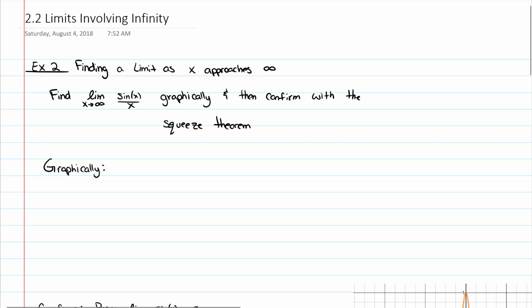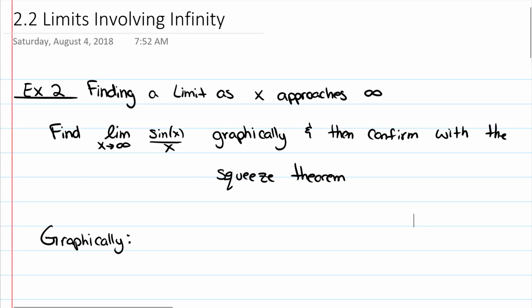Example 2. Finding a limit as x approaches infinity. In the previous examples, we looked at how to graphically determine what the limit as x approaches infinity and negative infinity was. In this example, we're going to look at how to do that algebraically. However, it also does help to determine the limit graphically in order just to get an idea of what we're looking at. So in example 2, we're going to find the limit as x approaches infinity of sine of x over x graphically and then confirm it by using the squeeze theorem.